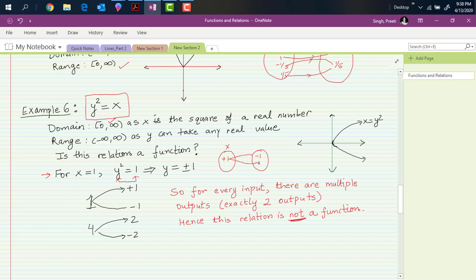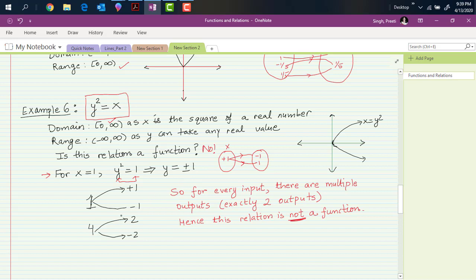So for every input, you have actually two outputs, multiple outputs, right? So similarly, if I input 4, I have 2 and negative 2. You're taking the radical, or you're giving me two numbers whose square is 4. So this case is not a function. This is a relation. Is this a function? No, it's not a function.